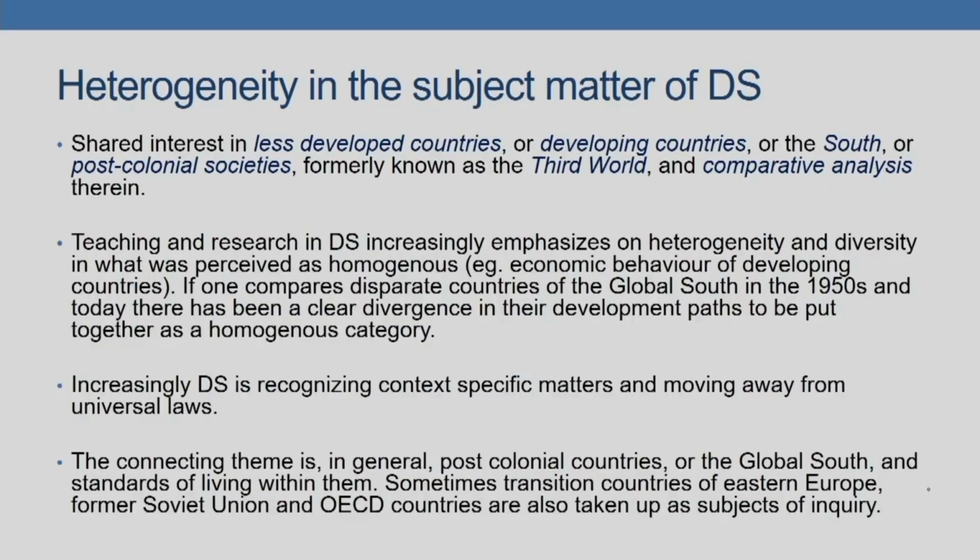So, for example, the idea was that if there are certain countries located in the global south, the economic behavior of these countries would operate in a certain manner. For example, the savings rate, or the levels of food consumption expenditures or non-food consumption expenditures. There was a tendency towards homogenizing the economic behavior of certain sets of countries. But if one compares disparate countries of the global south in the 1950s and today, you would see that there has been a clear divergence in the development paths to be put together as a homogeneous category.